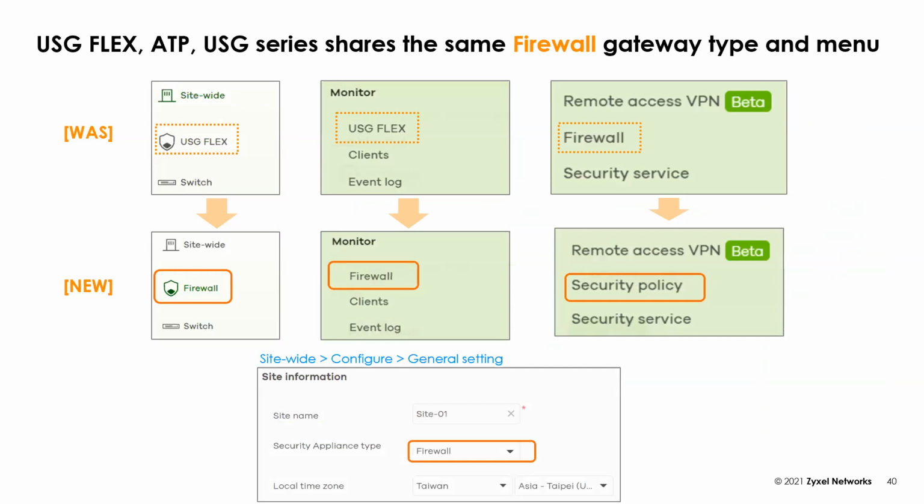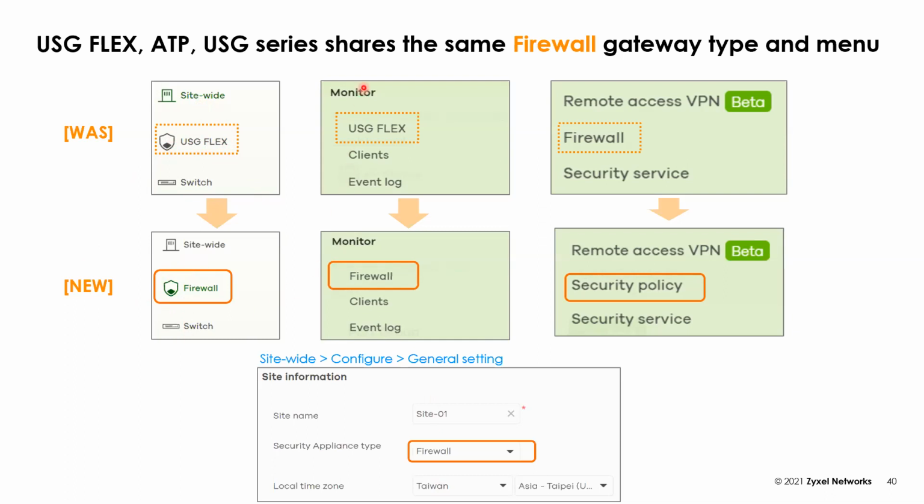So we've also made some changes with how things are shown in the Nebula Control Center here. Before, depending on the type of device you had, it would say USG Flex or NSG. Now, because we've got ATP and non-USG Flexes, that has been rebranded to just Firewall. So when you're looking at the menu on the left-hand side of the screen, you'll have site-wide on top, followed by Firewall, followed by Switch.